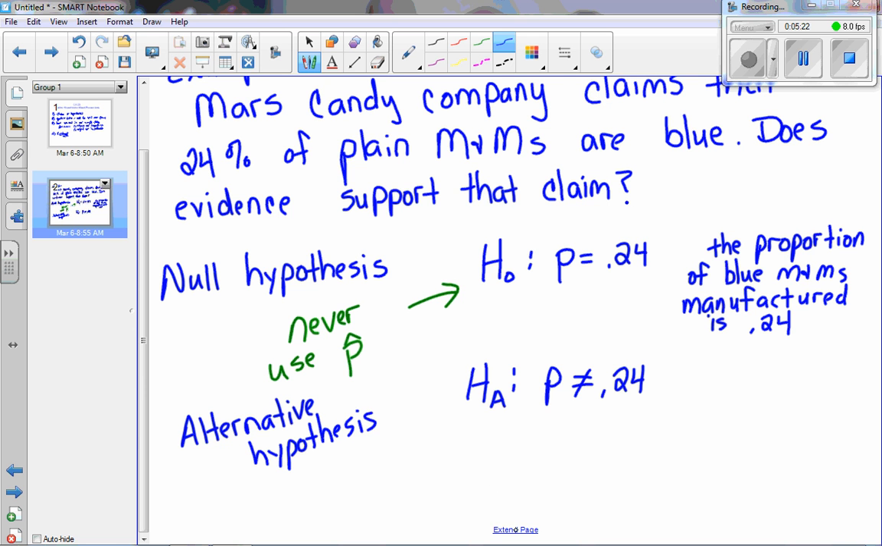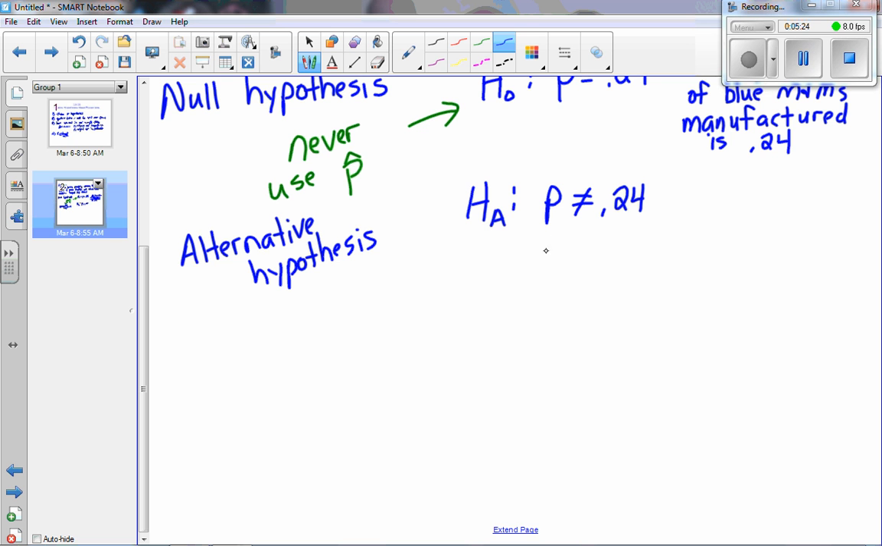Now, when we do this, we have to select our model, and we're going to be using a normal model. But in order to use a normal model, certain conditions have to apply, so we're going to have to test those conditions. The good thing is, for the most part, they're the same conditions that we tested for confidence intervals.